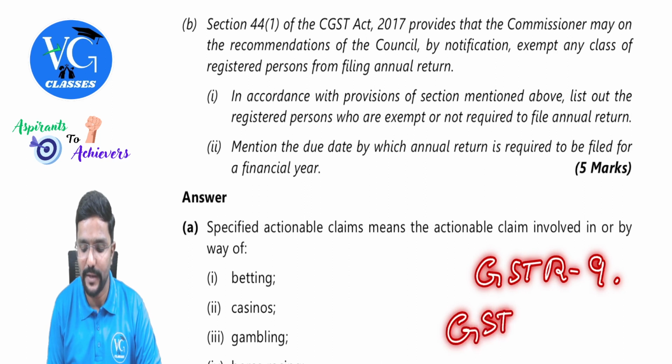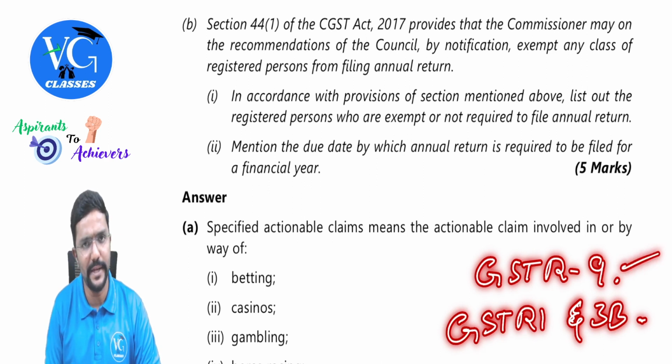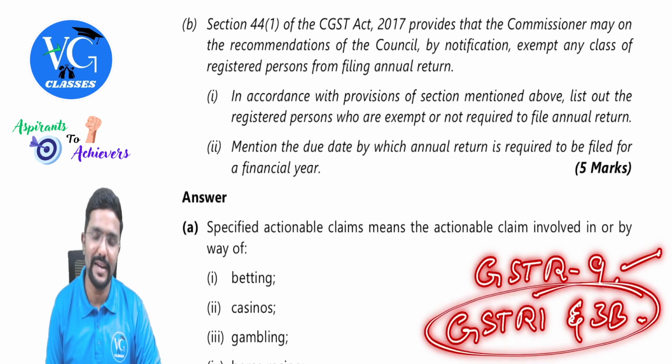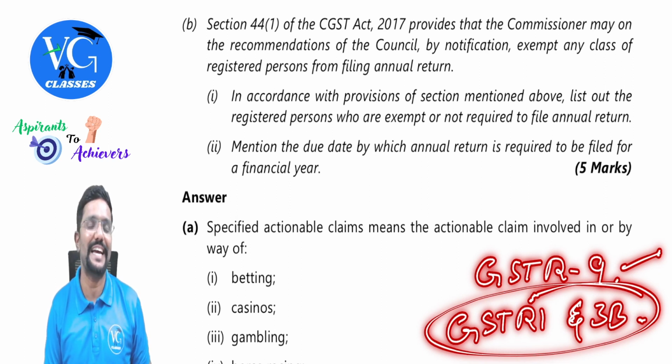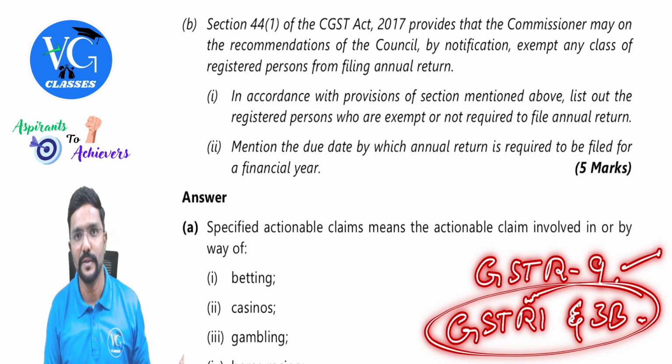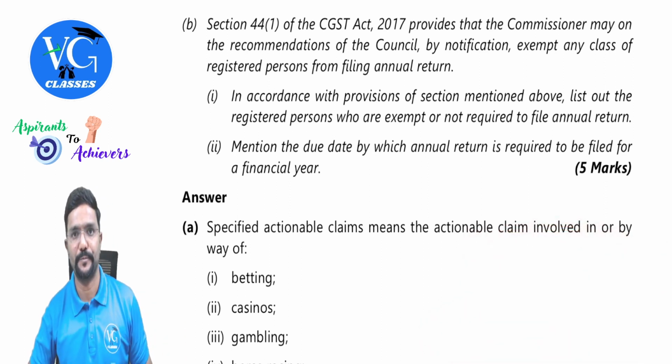Whoever is filing 1 and 3B, they all should file 9 except CTP, that is casual taxable person. A casual taxable person will file GSTR 1 as well as 3B, but he will not file GSTR 9 because his registration will be only for a temporary period. He will not be active for the entire year, guys. Got it? Whereas NRTP, the non-resident taxable person, has a separate return. They will not file 1, 3B also, and they will not file 9 also.